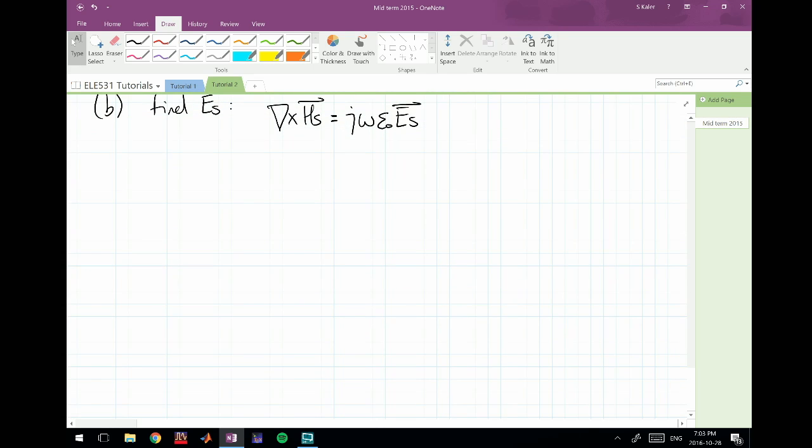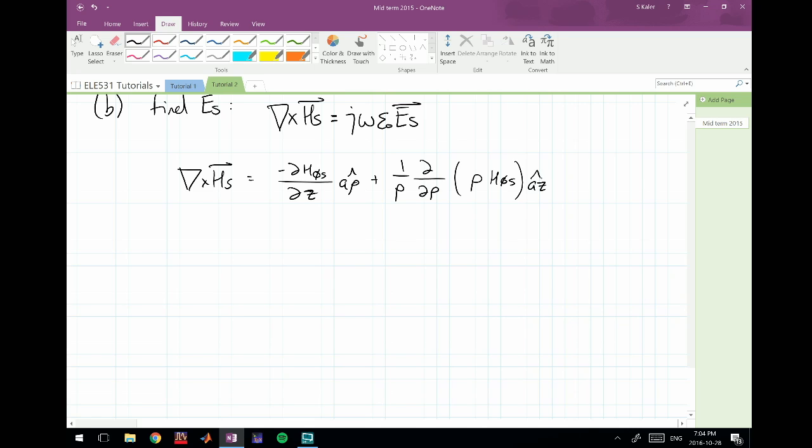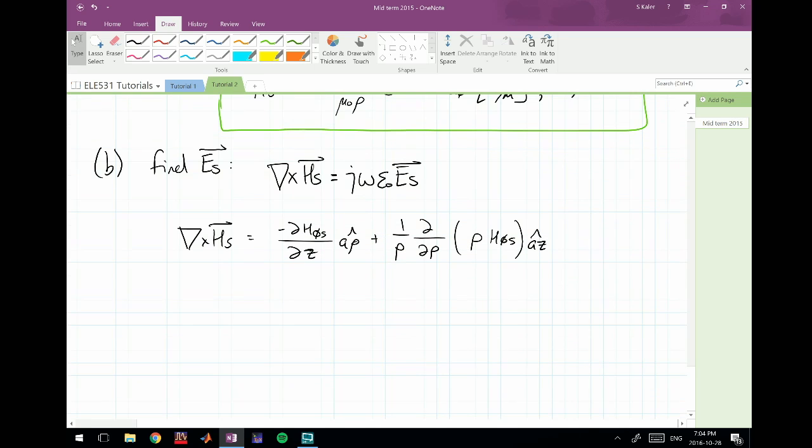So we have the curl of Hs is going to be minus del H phi s over del z in the a rho direction. But he wrote a second component, but then crossed it out. So what was the point of writing it? Oh, because it has a component, but the partial is 0. Okay, so let's write that as well, and that'll be a good lesson in this. So we have 1 over rho del of rho H phi s in the az direction. So now, why does it cancel that? He wrote that wrong, didn't he?